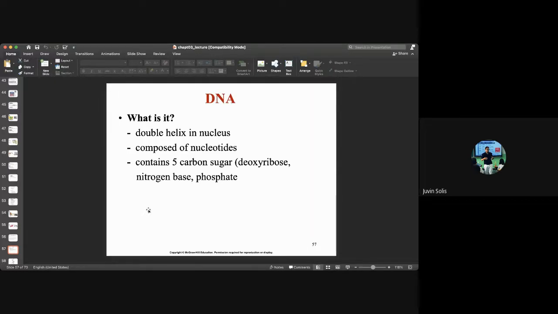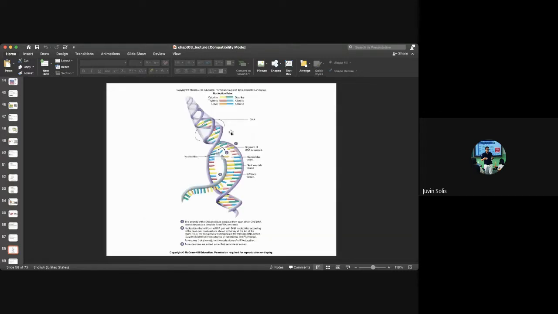Okay, DNA is a double helix in the nucleus. It is composed of nucleotides, and it also contains a 5-carbon sugar. And this is how it looks like. Okay, this is our DNA. So the strands of the DNA separate from each other, and one DNA strand serves as the template for mRNA synthesis. Most likely you've learned this one already.